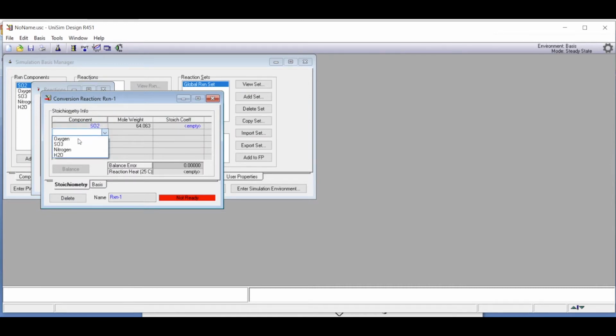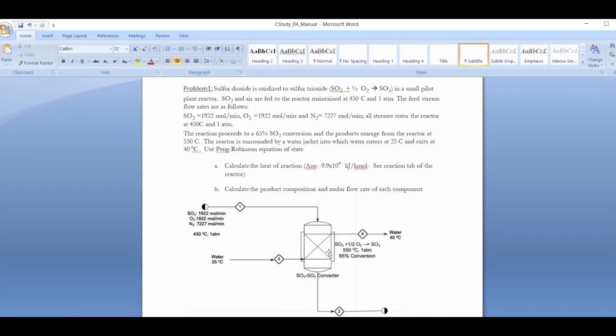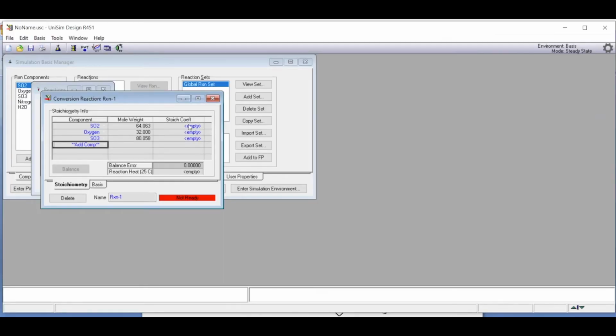Defining this one is very easy. Sulfur dioxide and oxygen are the reactants, and sulfur trioxide is the product. We know the stoichiometric coefficient for sulfur dioxide is -1, for oxygen it is -0.5, and for sulfur trioxide it will be +1. Once we have done that, as you can see the balance error is 0, which means this reaction is stoichiometrically balanced, and it automatically gives you the heat of reaction, which of course you can calculate from the standard heat of formation. You all know about that.